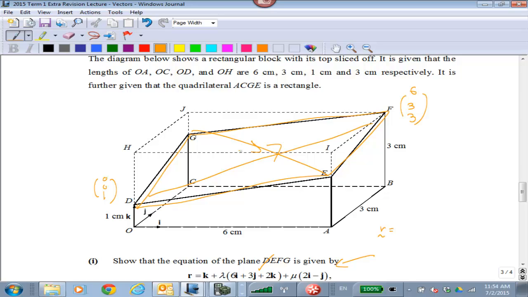Actually, I cannot find G and E, but I know GE equals to what? GE vector equals to CA. Because they say that ACGE is a rectangle. I'm just finding the plane. ACGE is a rectangle.